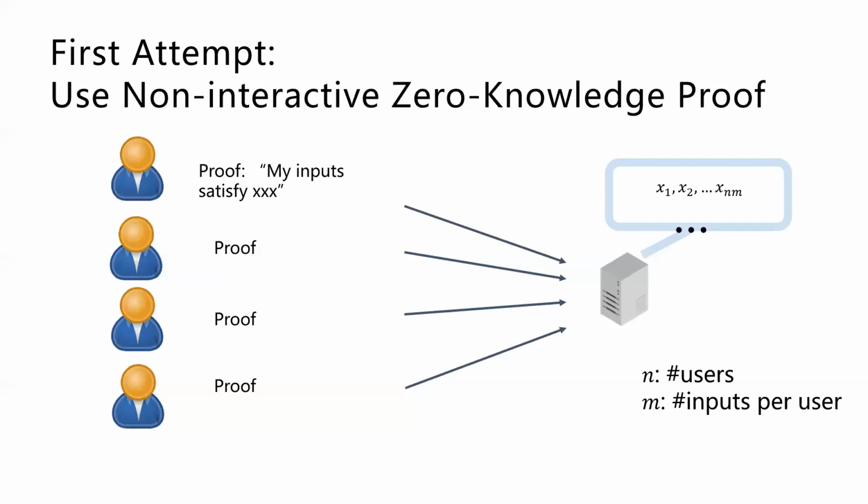So now let's get into our first attempt. The most straightforward idea is to use a non-interactive zero-knowledge proof or any generic proof system. Let's say we have n users, and each user has m inputs. Every client, after they send their messages to the shuffler, is going to additionally send another ZK proof to prove that their inputs satisfy the following properties. But there is a very obvious problem.